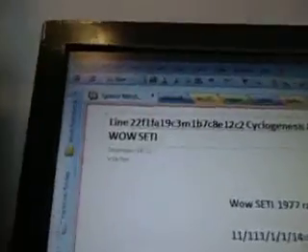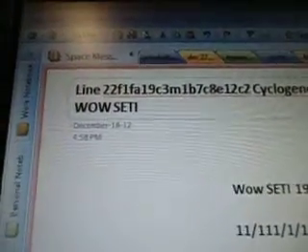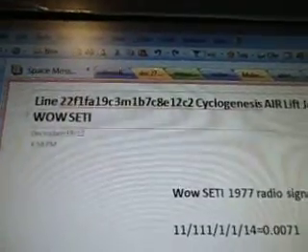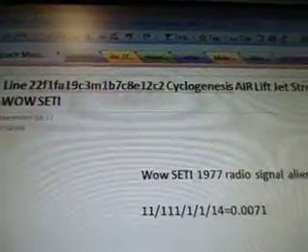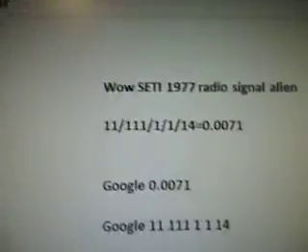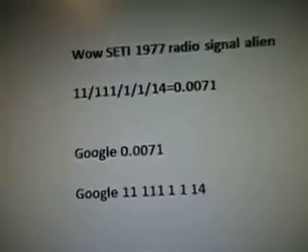284C3M1b7c8e12c2. This is the line 22f1fa19c3m1b7c8e12c2 Cyclogenesis Airlift Jet Streak 5G Wow Seti. Here's our alien radio signal there.